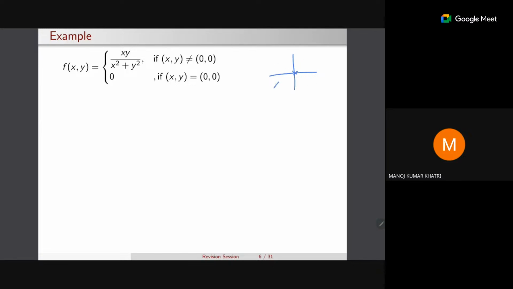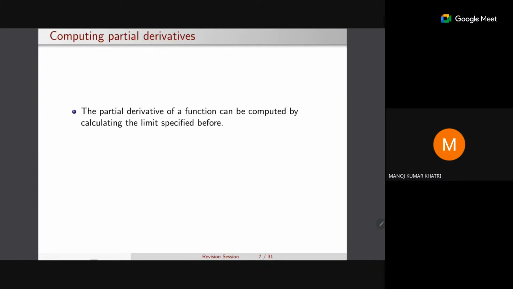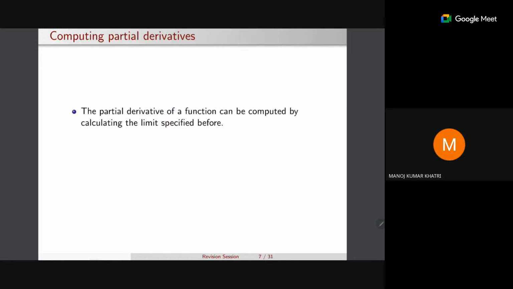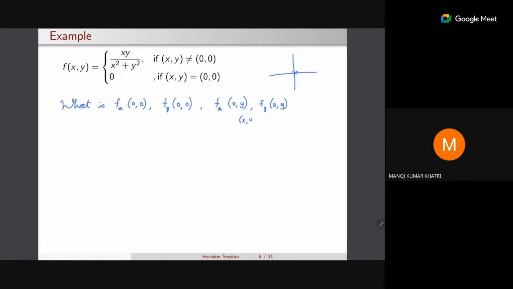So we have to check what is, let's say, fx at (0, 0), fy at (0, 0), and fx at (x, y) which is not (0, 0), if you want. And fy at (x, y), with (x, y) not equal to (0, 0).